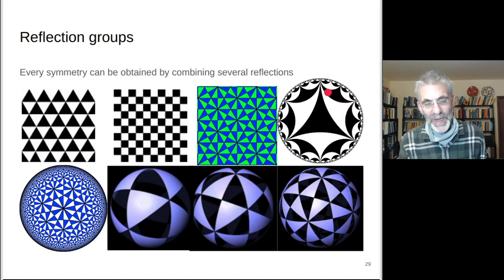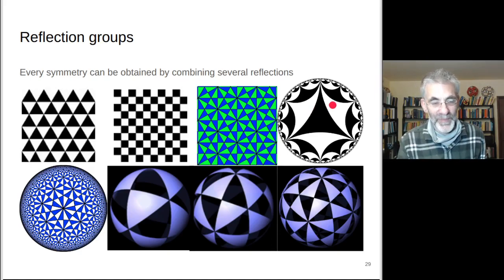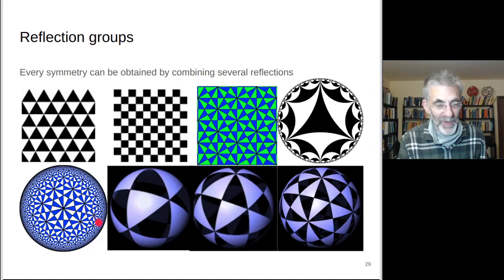So the triangles in this picture look as if they've got curved sides and they look as if they're all different sizes, but really all these triangles have straight sides and they're all the same size, because when you draw a hyperbolic plane you have to distort it a bit to make it fit into Euclidean space. So these give two examples of reflection groups that live in hyperbolic space.